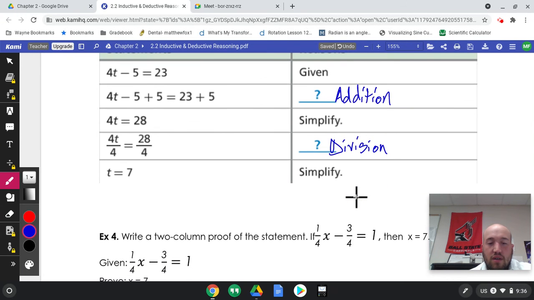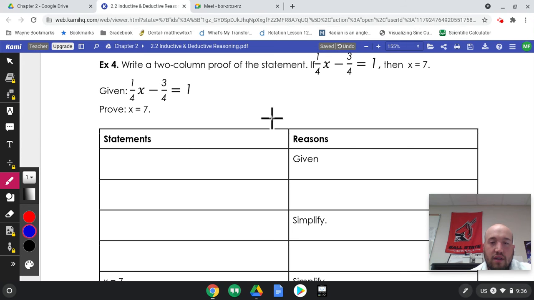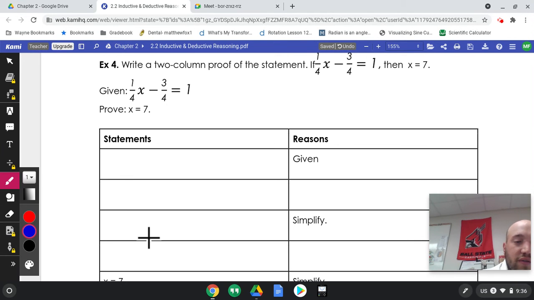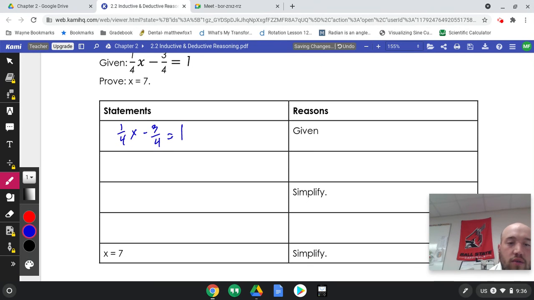All right. Our final one here, final one of the day. We're writing a 2-column proof for this to prove that x equals 7. So this was given to us. We always start, remember, with our given here. And now there's 2 ways you could solve this. Either way is fine. You could either multiply or add first. It does not matter to me. I'm going to add first because I think lots of you would choose to do that, but I don't care which way you do it. If we add it to one side, we have to add it to the other.